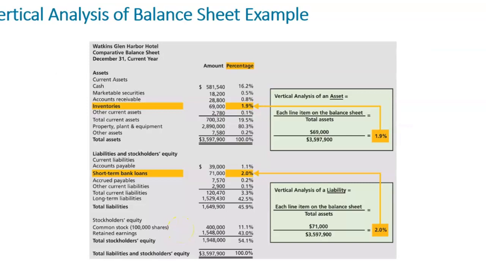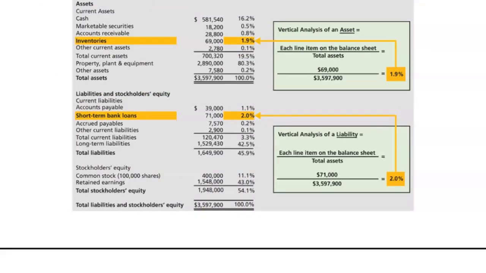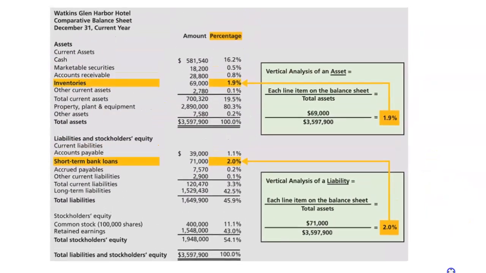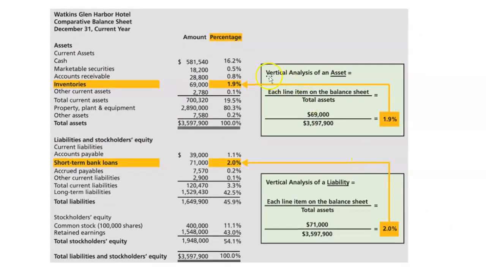Another small thing here. You can see these in the textbook too if you want to. Here is their balance sheet. My base is going to be total assets of $35.97, and this tells us that our cash is 16%. These are pretty minuscule amounts. Inventories are 1.9%. Property, plant, and equipment is 80% of your total assets.